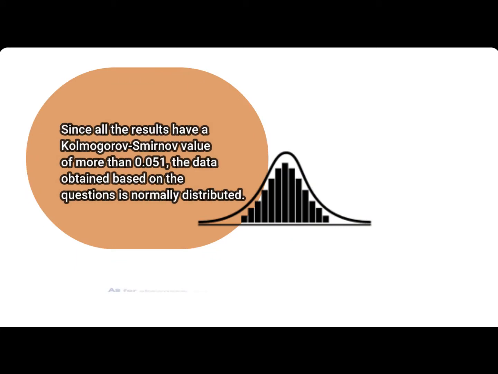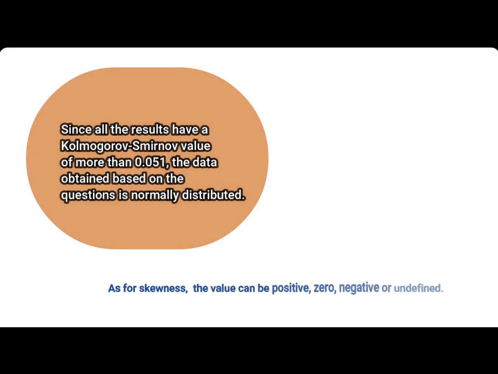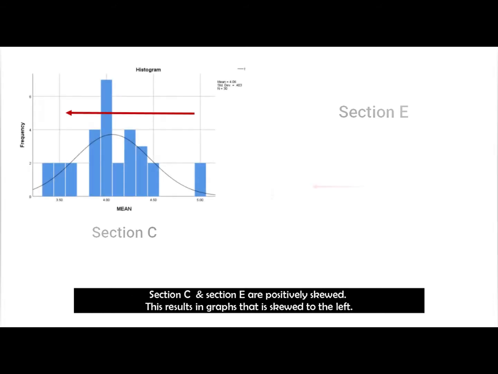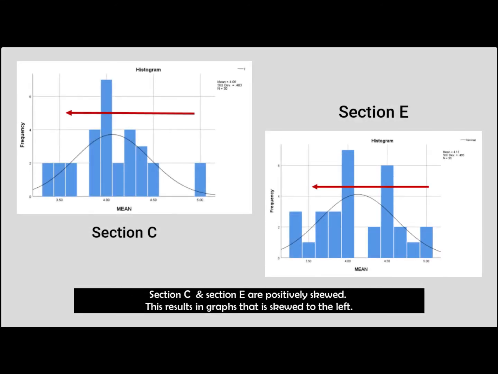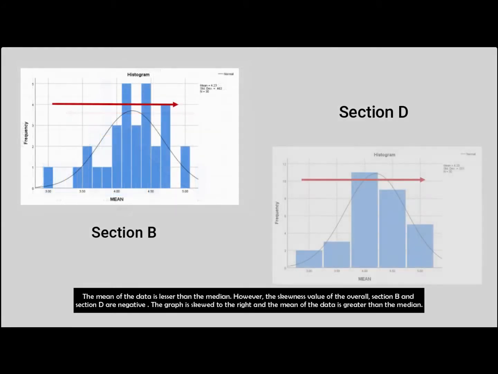Since all the results have a Kolmogorov-Smirnov value of more than 0.051, the data obtained based on the questions is normally distributed. As for skewness, the values can be positive, 0, negative, or even undefined. Section C and E are positively skewed. This results in a graph that is skewed to the left. The mean of the data is lesser than the median. However, the skewness value of the overall section B and D are negative. The graph is skewed to the right and the mean of the data is greater than the median.